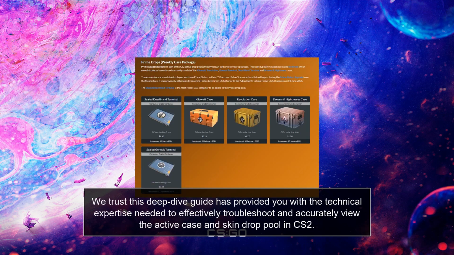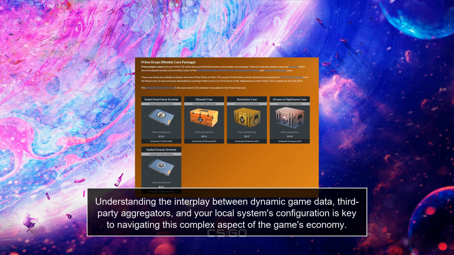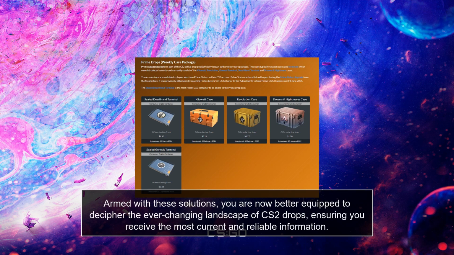We trust this deep dive guide has provided you with the technical expertise needed to effectively troubleshoot and accurately view the active case and skin drop pool in CS2. Understanding the interplay between dynamic game data, third-party aggregators, and your local system's configuration is key to navigating this complex aspect of the game's economy. Armed with these solutions, you are now better equipped to decipher the ever-changing landscape of CS2 drops, ensuring you receive the most current and reliable information.